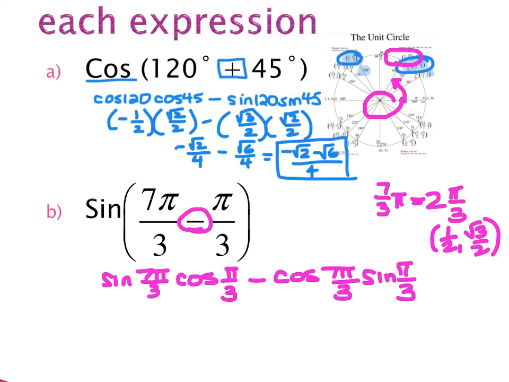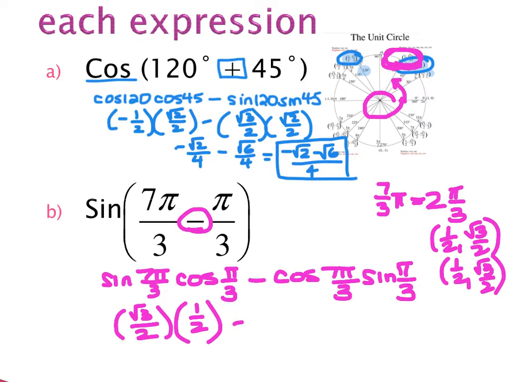And then the coordinate point at pi over 3 is also the same point, 1/2 and root 3 over 2. So if I simplify this, I'm going to replace sine of 7 pi over 3 with root 3 over 2, cosine of 7 pi over 3 with 1/2, minus cosine of pi over 3, 1/2, and sine of pi over 3, root 3 over 2.